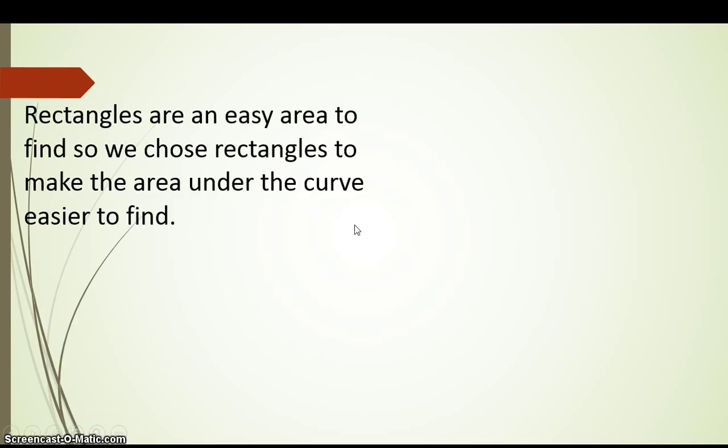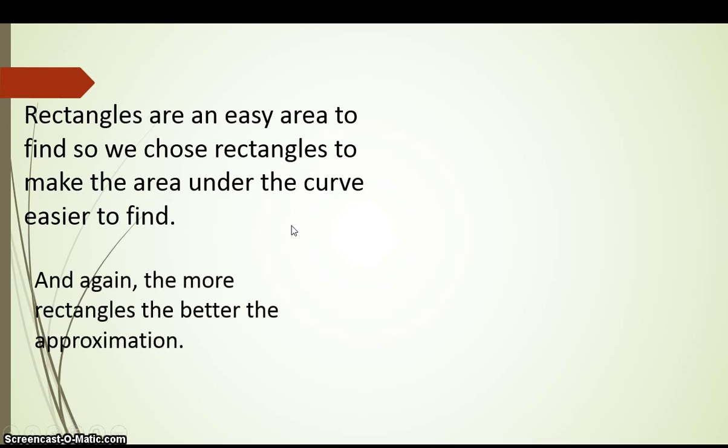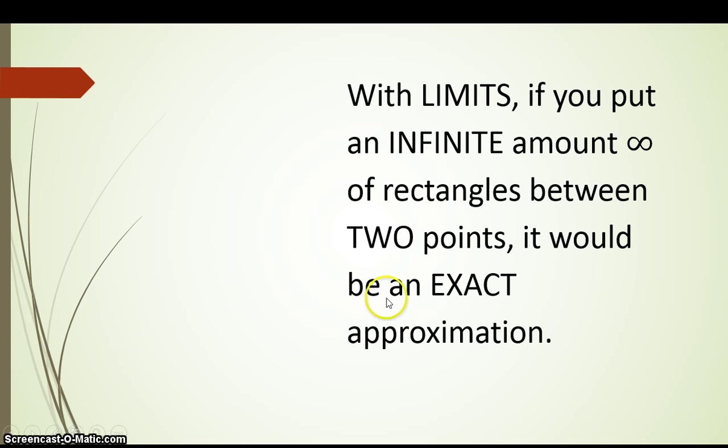Rectangles are an easy area to find, so we chose rectangles to find the area under the curve. And again, the more rectangles we have, the better the approximation. Why stop at 10 or 12 rectangles? What if I had 1,200 rectangles? What if I had 12,000 rectangles? The more rectangles I have, the better the approximation is going to be.